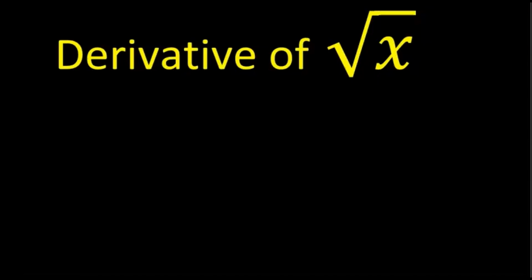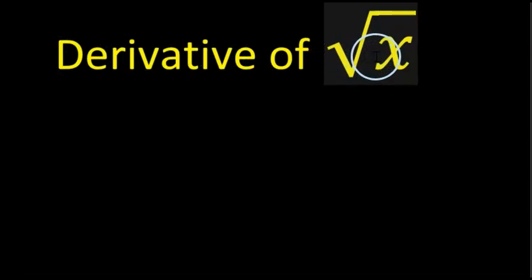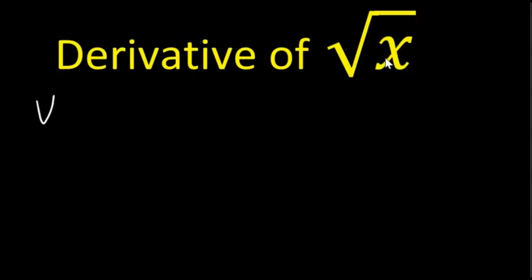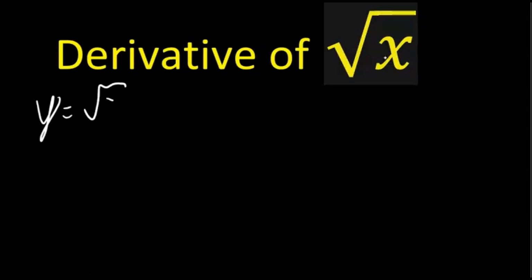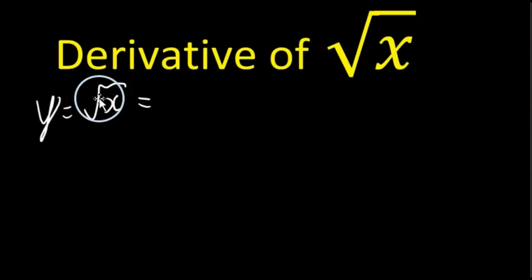What's up, friends? I'm going to show you how to calculate the derivative of the square root of x in two different ways. The first way is using the power rule, the shortcut rule. The first thing we're going to do is convert this square root into a power, make it an exponent, because that's what the square root means. And now we can just apply the power rule.